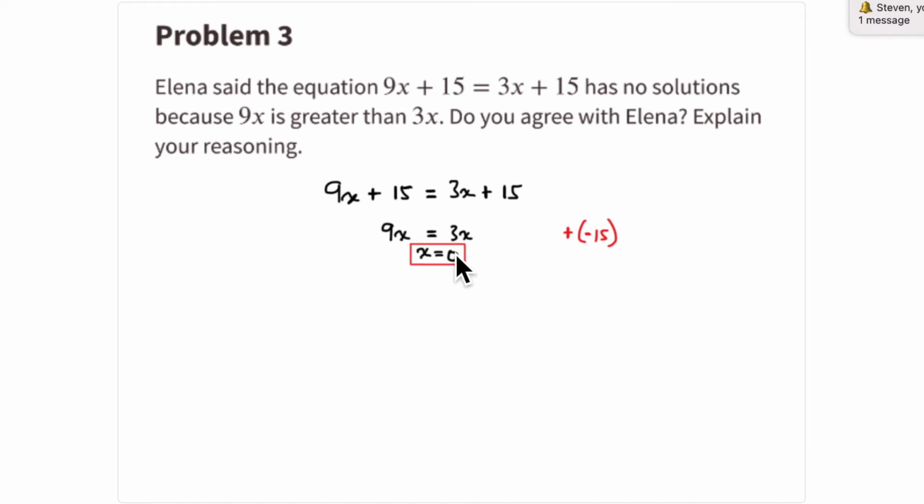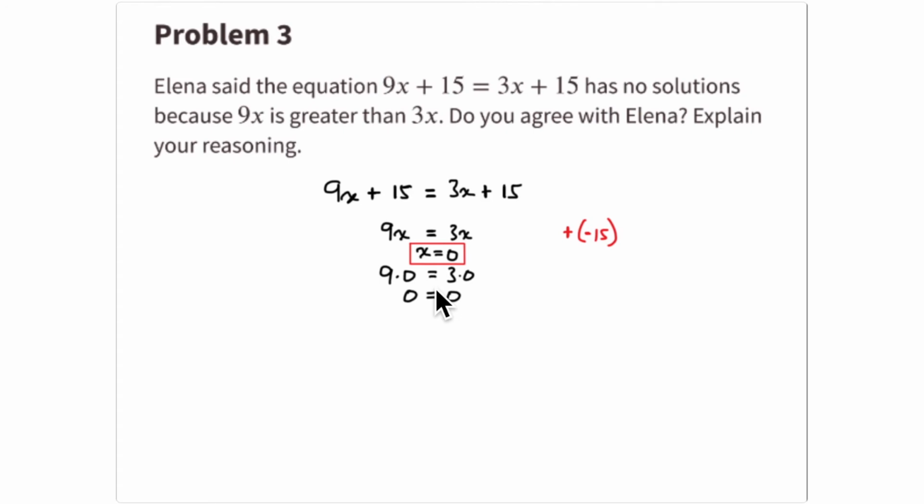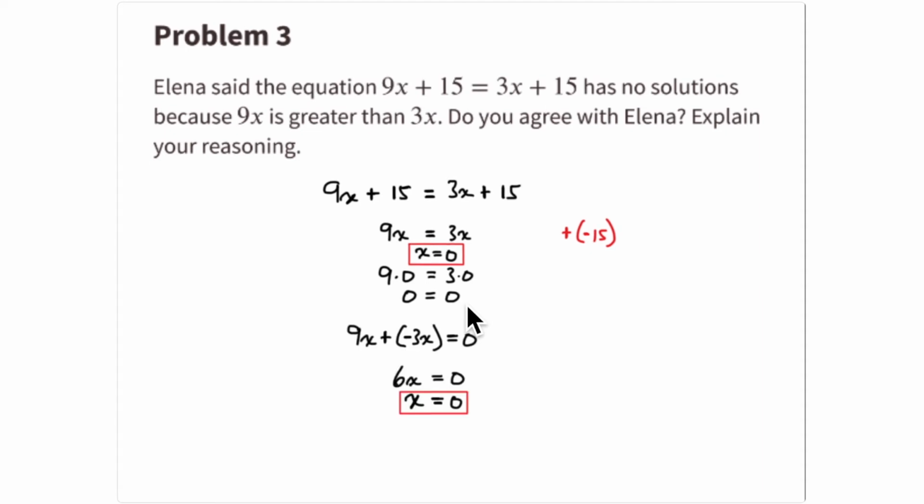Think of it the other way. Say that you know that x is 0. 0 times 9, 0 times some factor, is going to be equal to 0 times any other factor. So 0 times 9 is 0. That's going to be equal to 0 times 3, which is 0. So if you work through, 9 times 0 is 0, 3 times 0 is 0. So there is a solution. x is equal to 0. But let's solve it a little bit more.